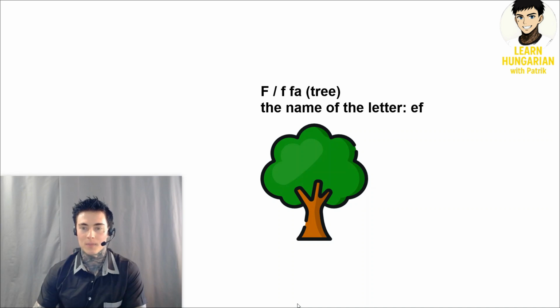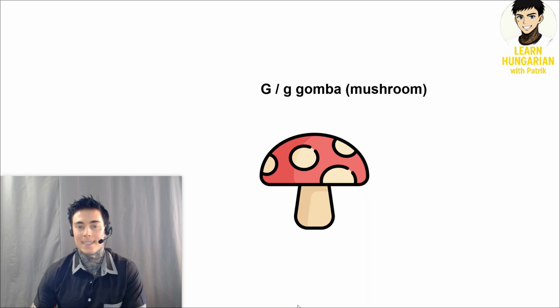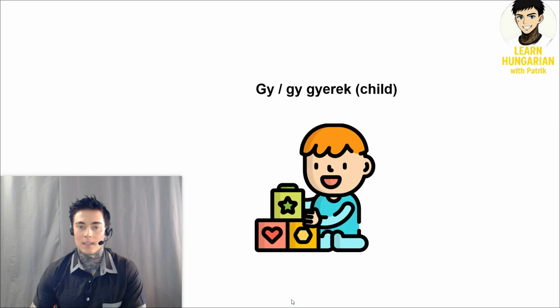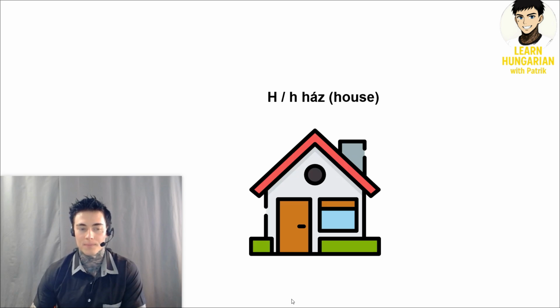The name of the letter F, but we pronounce it like this. F. G, gomba. Gy, gyerek. H, ház.